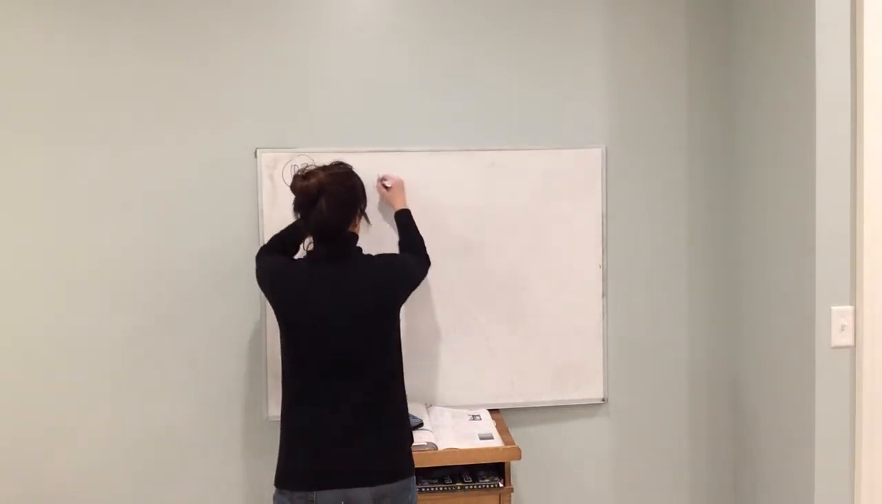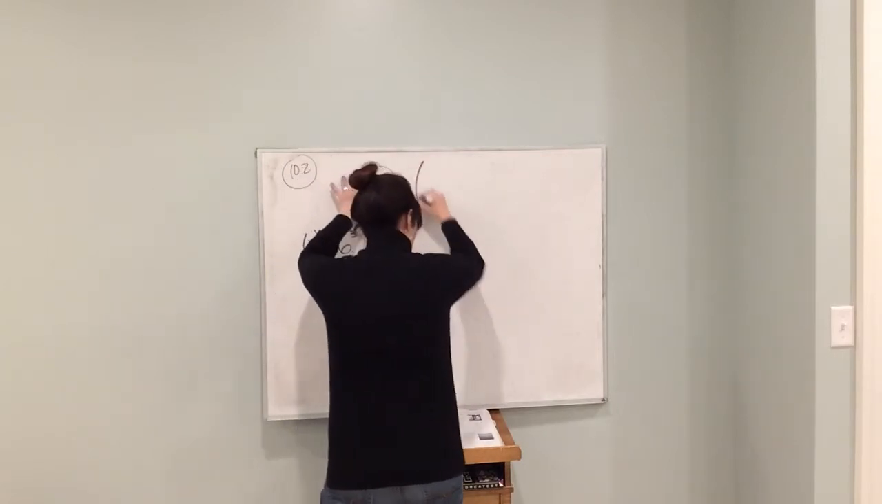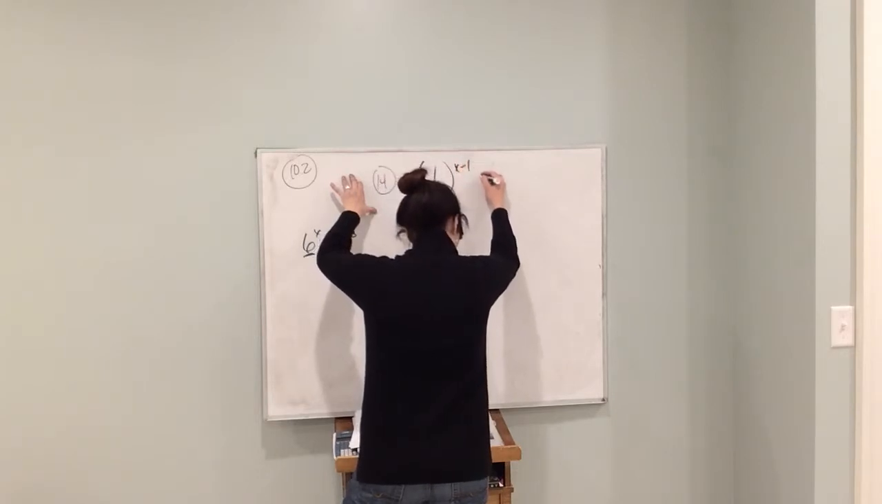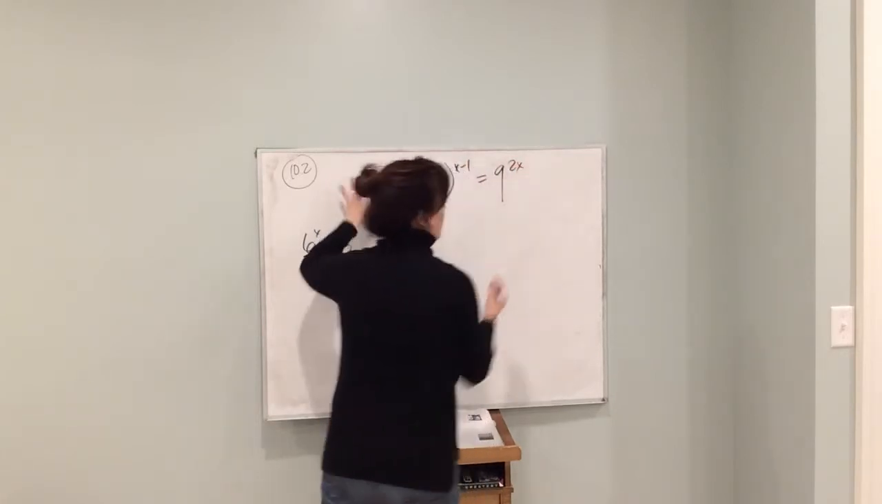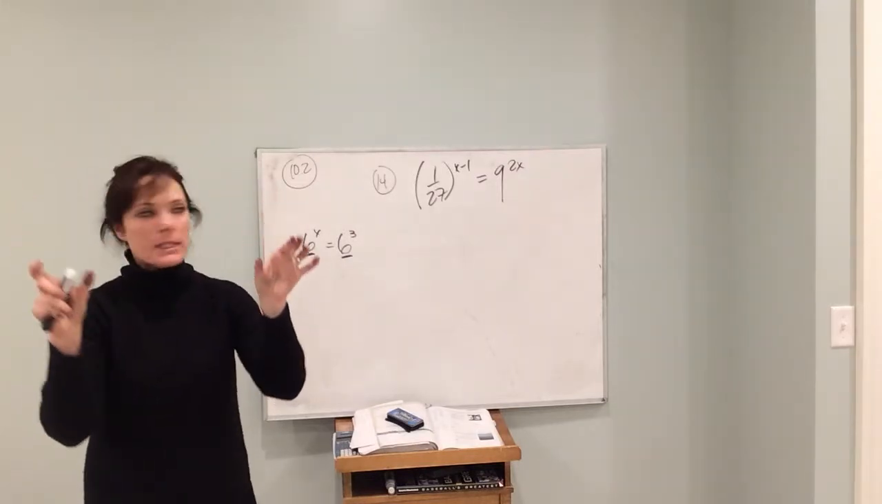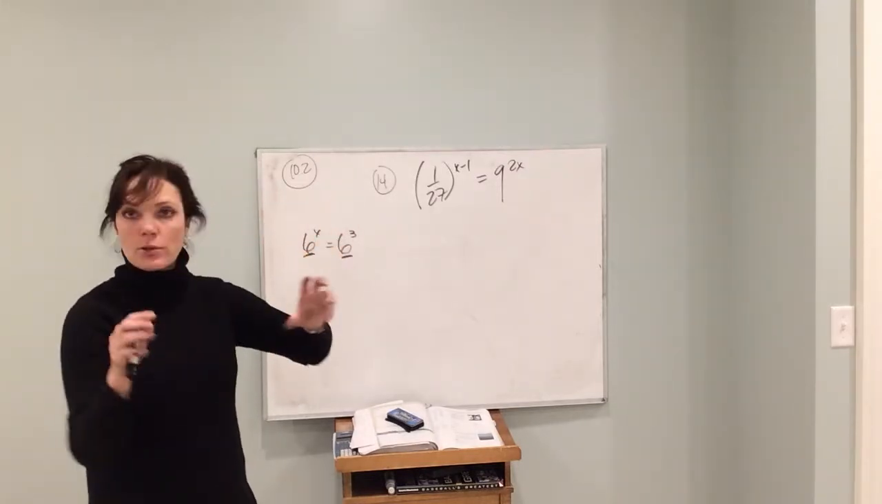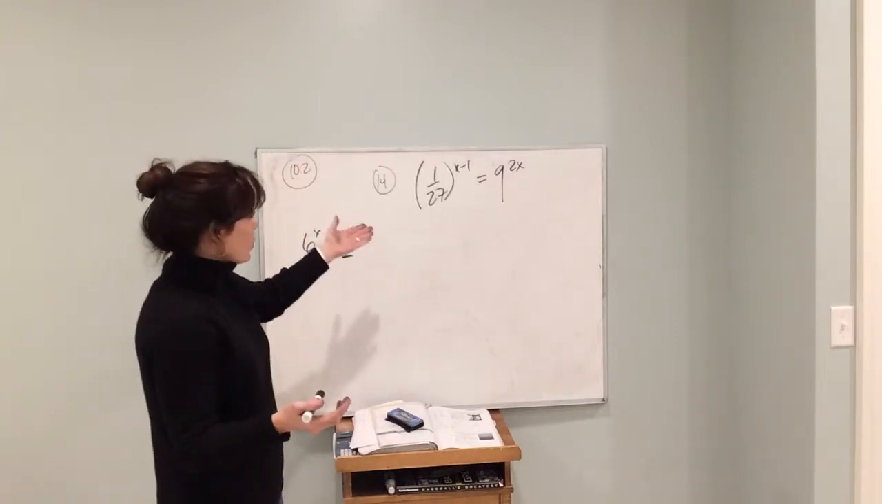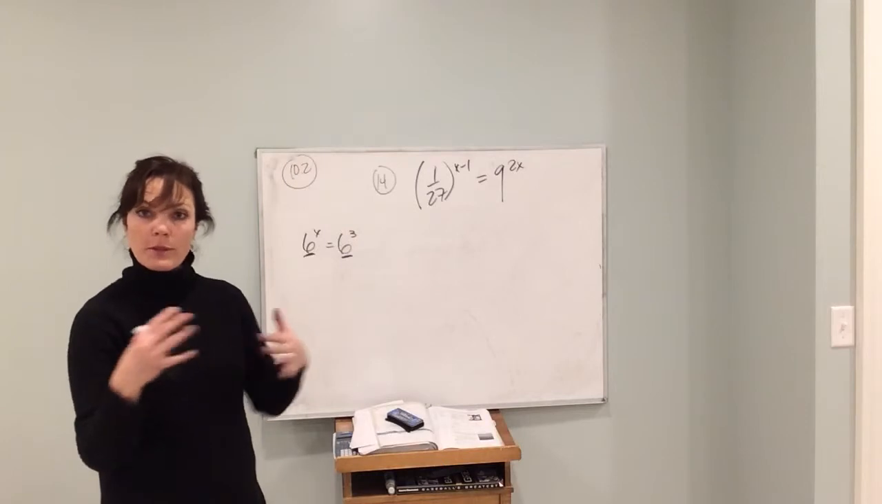Problem number 14 is going to do kind of the same thing here. We have 1 over 27 to the x minus 1 equals 9 to the 2x. So we've got x's in our exponent. What we want to do is rewrite equivalences of both of those sides, or one side, however you want to do it, until we can get the same base. Now 27 and 9, they both could be written in terms of a power of 3.